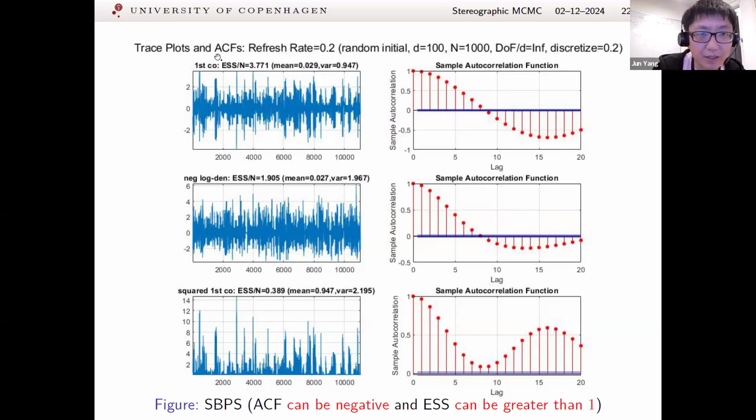If you look at the effective sample size for each event I simulated, for the first two examples it can actually be larger than 1. The reason is that the samples I simulated from this stereographic bouncy particle sampler have a negative correlation. If a Monte Carlo algorithm gives you negatively correlated samples and you use it for Monte Carlo estimation, it converges even faster, which means the effective sample size can even be larger than 1.